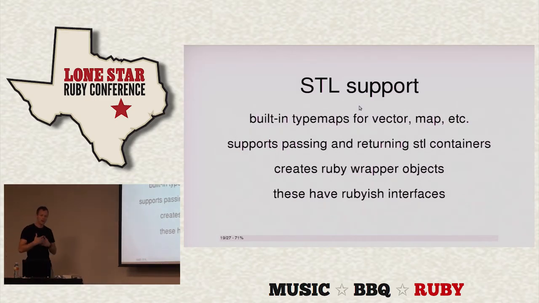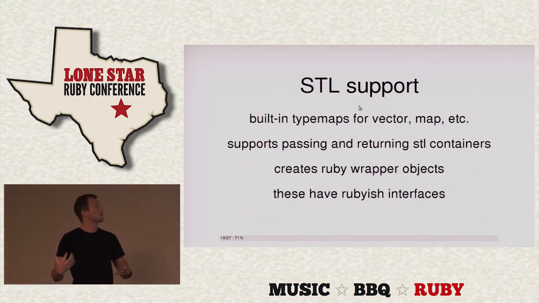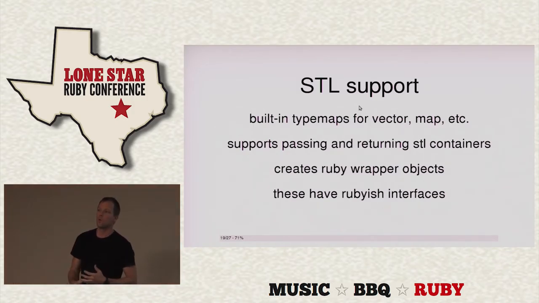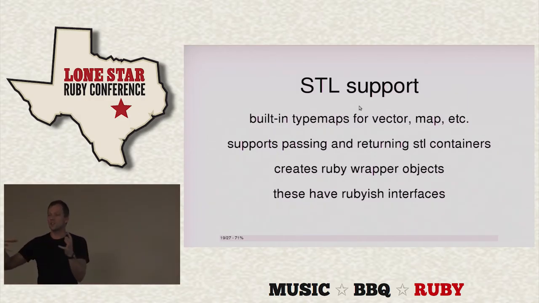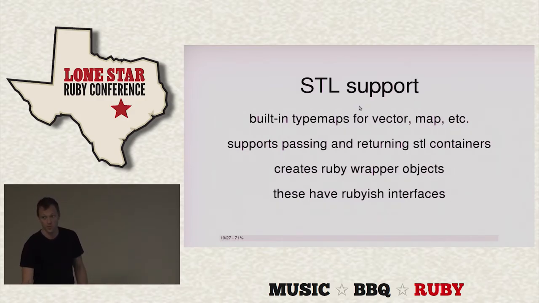All right, so as I said, it does come with pretty full featured STL support. It has built-in type maps for all the STL containers. Those type maps support passing containers in as arguments to functions and returning those as values from functions. And it makes wrapper objects around those to support that, and they have Ruby-ish interfaces. I use the term somewhat loosely.